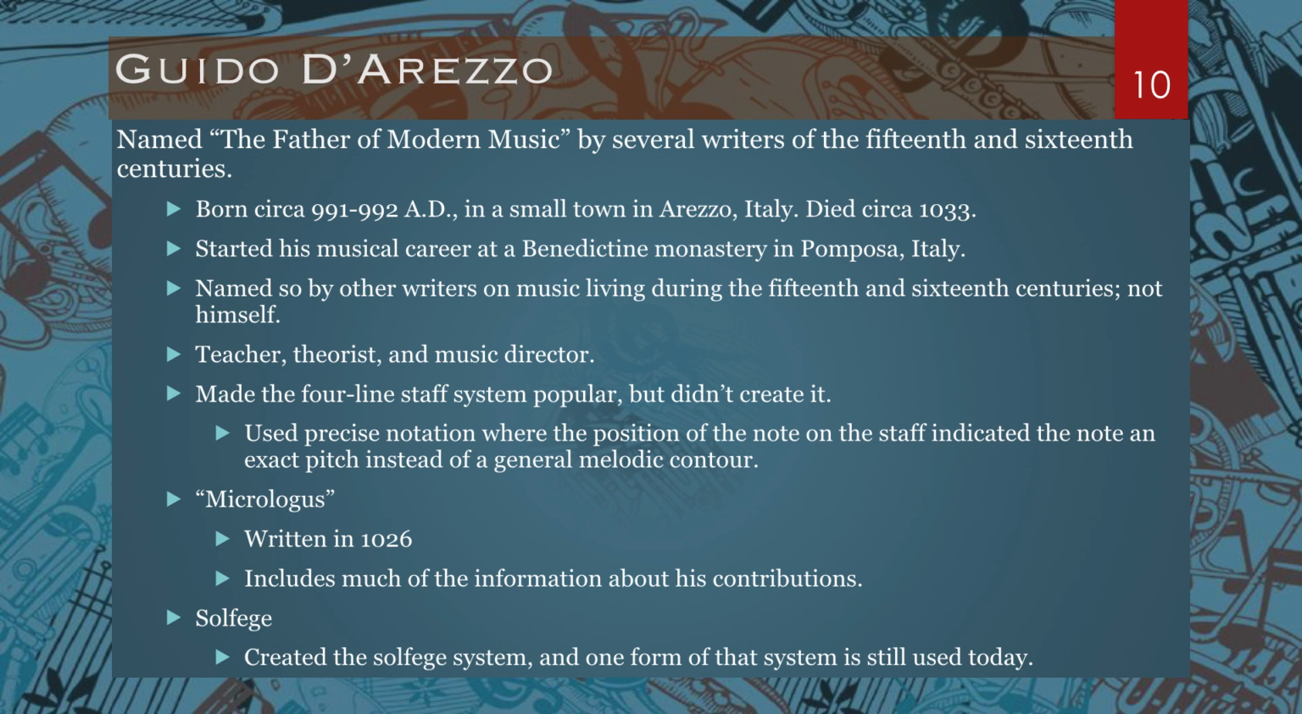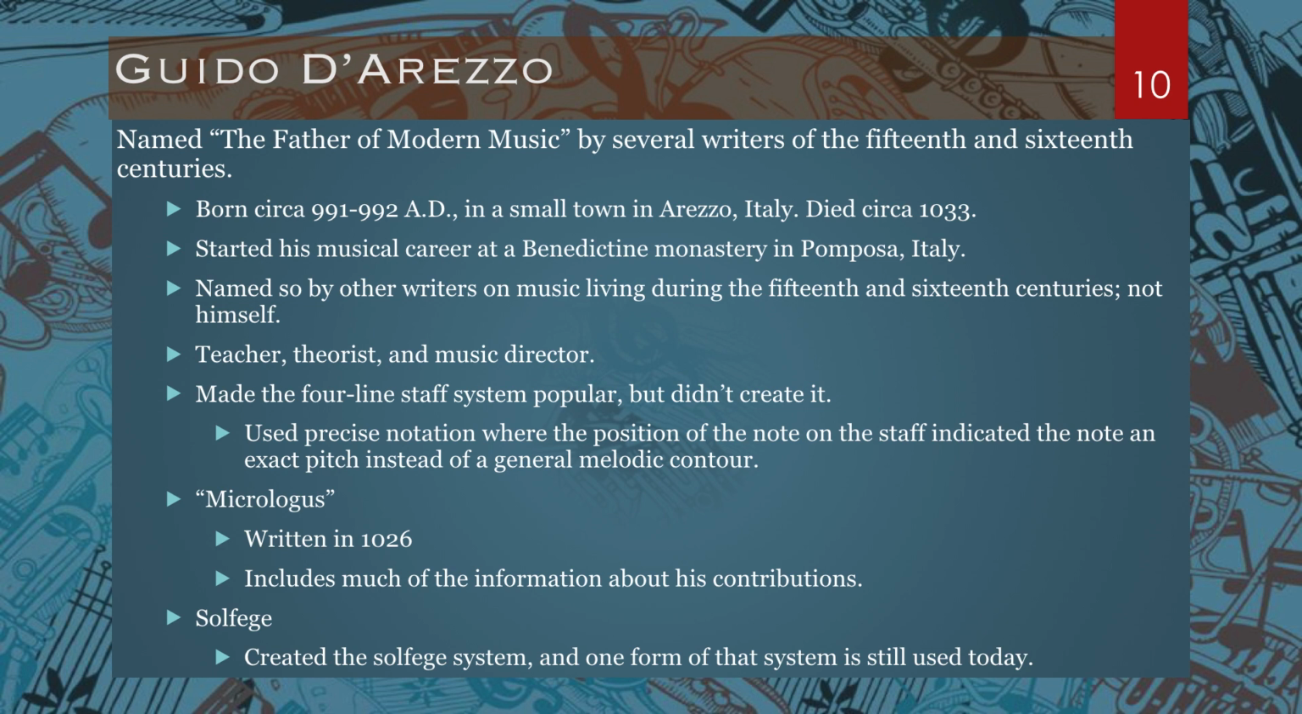He started his musical career at a Benedictine monastery in Pomposa, Italy. He became very well known at this monastery, and there's some indication that there's a little bit of jealousy and animosity towards him. He eventually did leave, however, and when he left, that's when he really was able to spread his musical ideas and become more widely known.